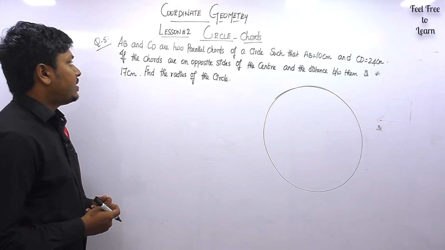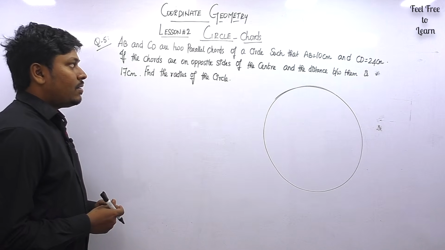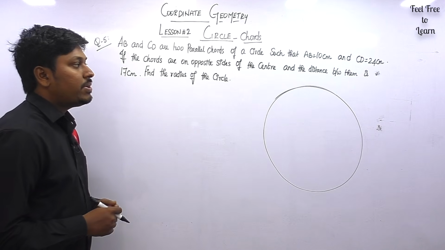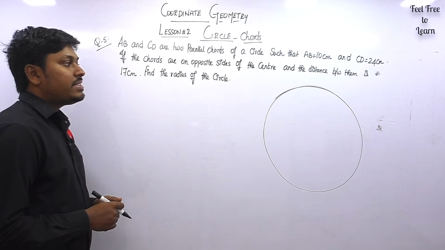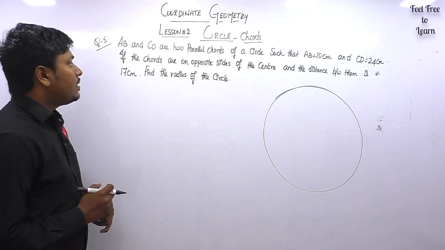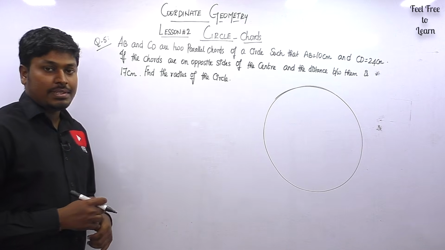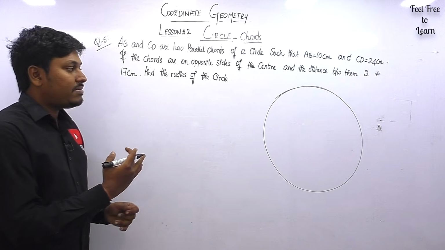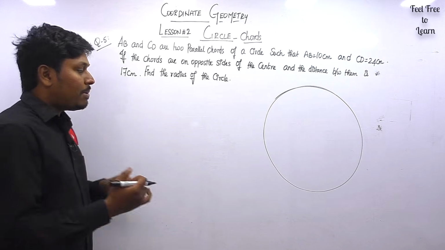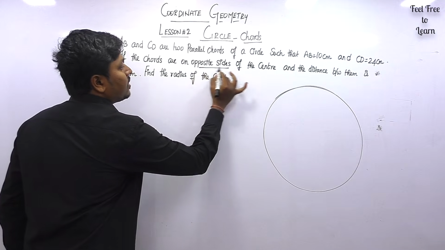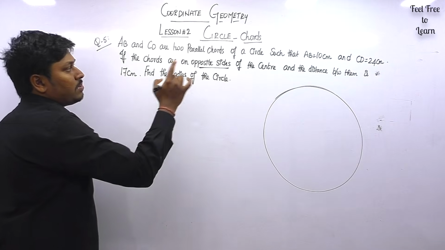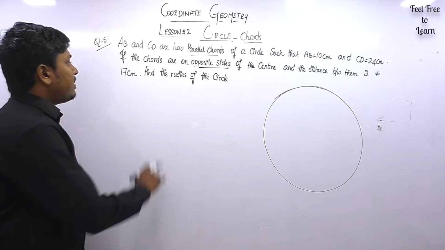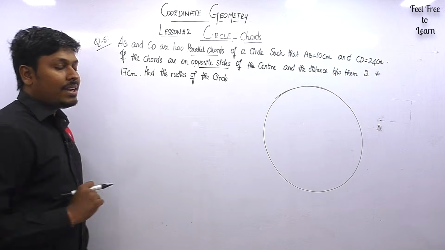Last, 5th question. AB and CD are two parallel chords of a circle such that AB is equal to 10 centimeter, CD is equal to 24 centimeter. If the chords are on opposite sides, see here, in all the previous 3 or 4 questions, we have seen both the chords on the same side. But here, both the chords are on opposite sides, and also both the chords are parallel chords. So the distance between them is 17 centimeter. Find the radius of the circle.